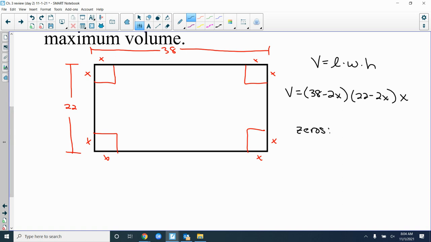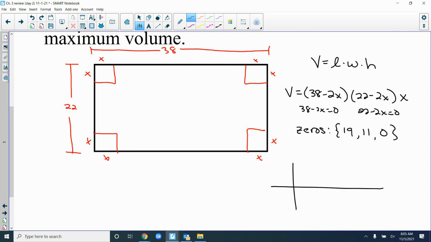Okay, so what's this going to look like? 38 minus 2x. Add 2x, divide by 2. Looks like I get 19, right? I get 22 minus 2x equals 0. I get 11. And I got x equals 0, so I get 0. So if I'm just doing a rough sketch, I just want to see what it looks like. You get 0, you get 11, and we get 19.